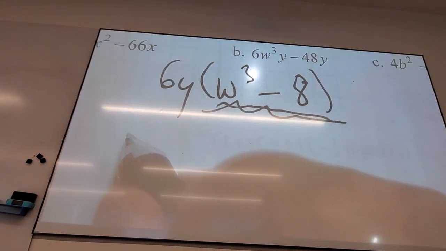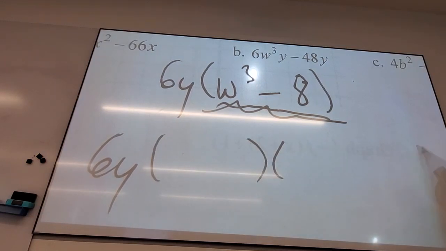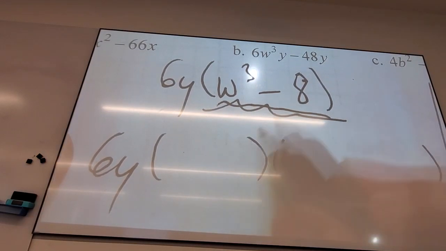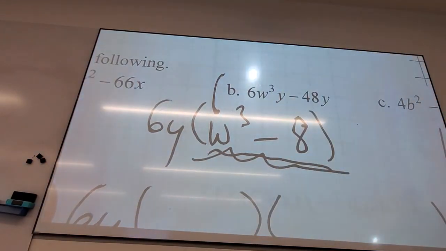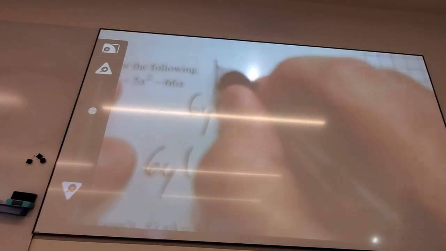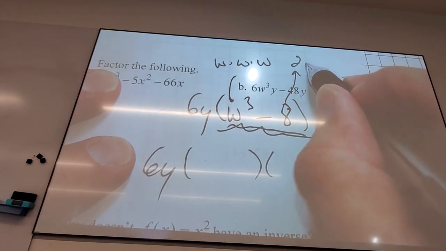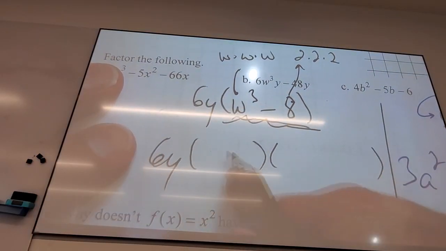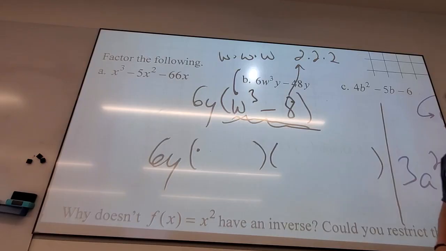How does this work? What do I put down here? So little guy, big guy. W cubed is w times w times w. 8 is 2 times 2 times 2. So when the little guy goes here, you guys take a minute. Put those together. I'll catch up to you.